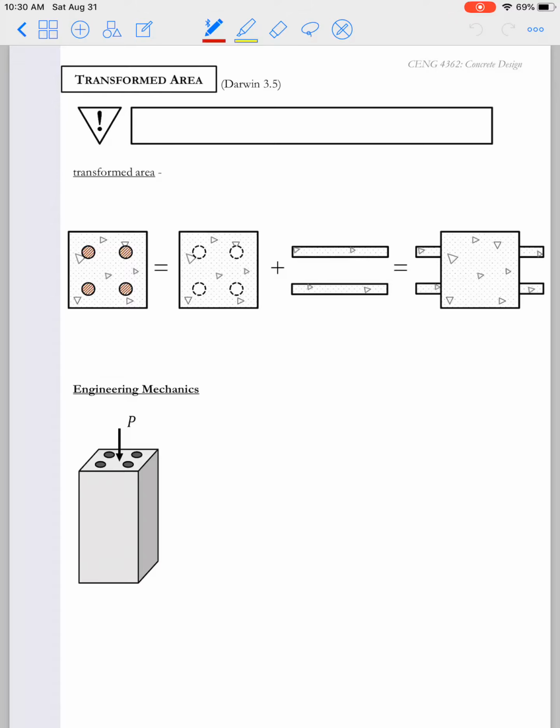Alright, so now I want to talk a little bit about the transformed area approach for reinforced concrete sections. It's important that we start our discussion here with the major caveat that the transformed area approach is really only valid in the linear elastic range. And this is the linear elastic range for the combined cross section, so for both the concrete and the steel.